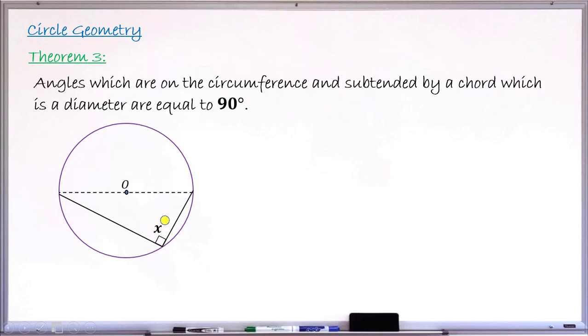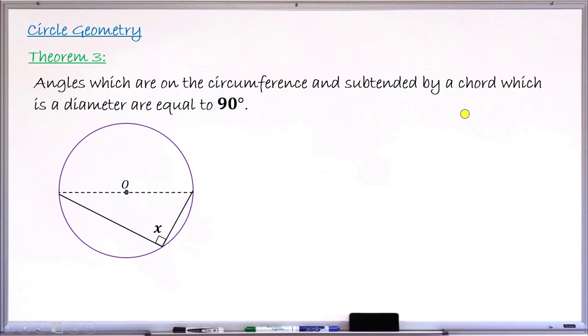Looking at the angle x, you can see it's an angle on the circumference. That is the first criterion, angles which are on the circumference. And that angle x is subtended by a chord. Look at the chord in dashes. It is this straight line that subtended this angle x at the circumference. And this chord is a special chord because it passes through the center. Therefore, it is a diameter.